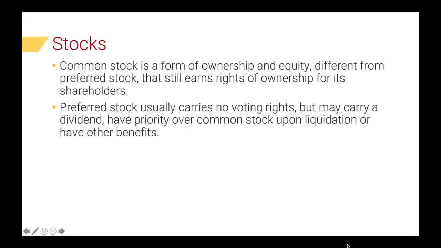Common stock is a form of ownership in equity that still earns rights of ownership for its shareholders. Preferred stock usually carries no voting rights, but may carry a dividend and have priority over common stock upon liquidation, and may also have other benefits.